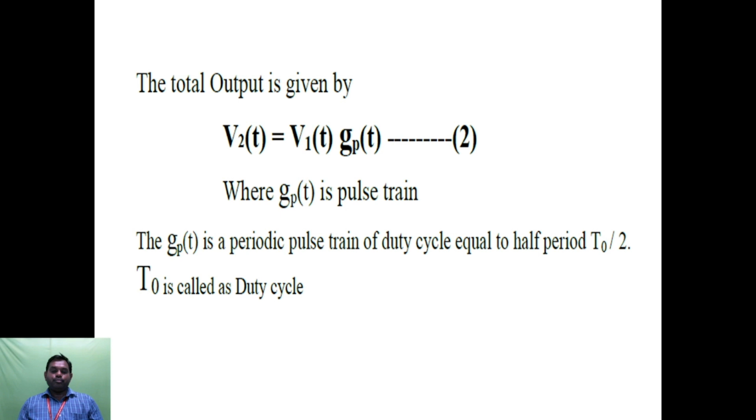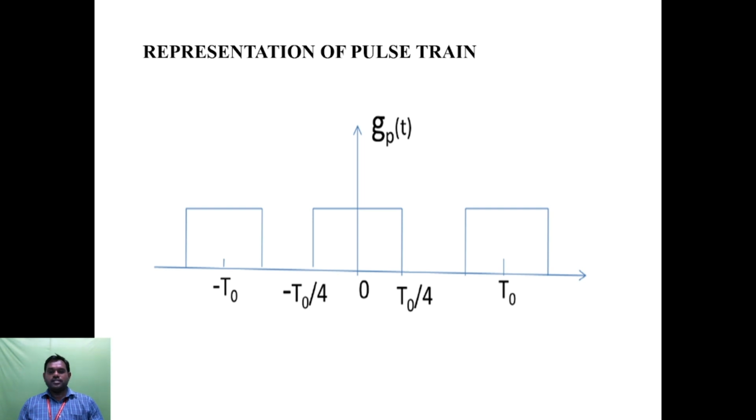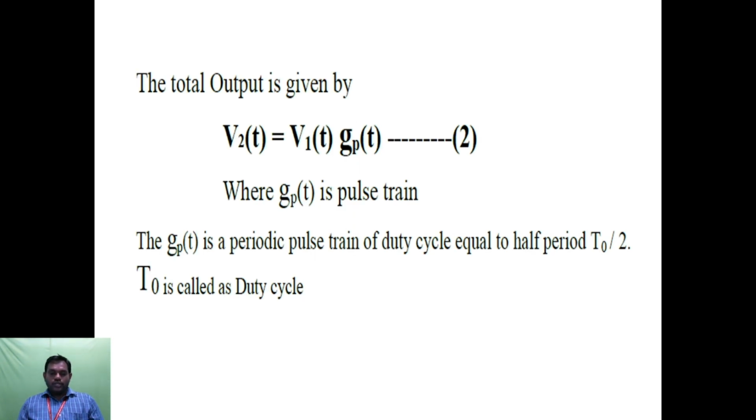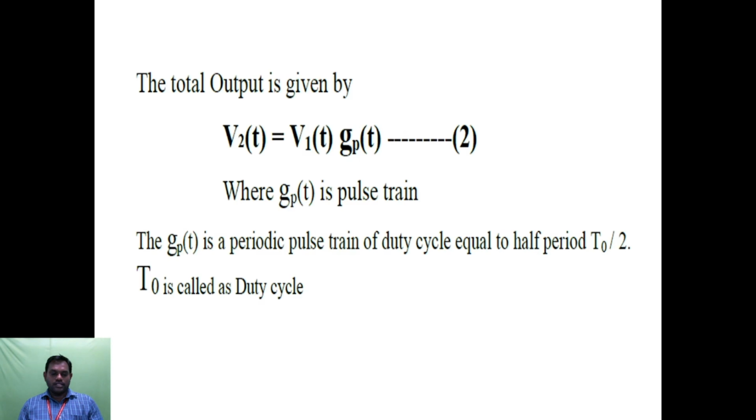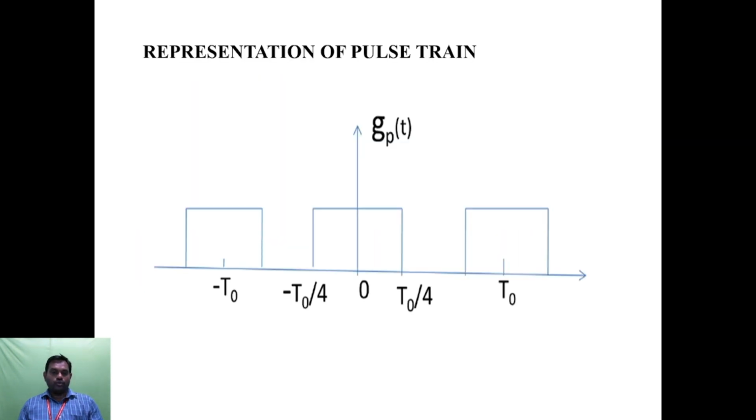So we know the periodic pulse train or rectangular pulse waveform. A pulse train is a combination of zeros and ones. So here is an example, the representation of a pulse train. On the x-axis it represents time and the y-axis represents amplitude. It is represented as Gp of t. So it is 0 in the positive half cycle from T0 by 4 to T0, and minus T0 by 4 in the negative half cycle, and minus T0 is the period of the negative pulse train.